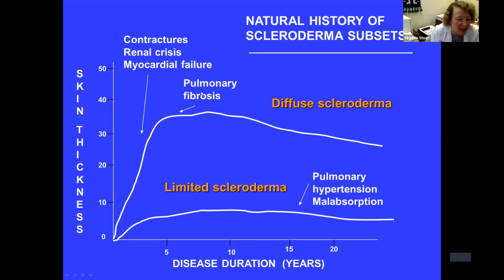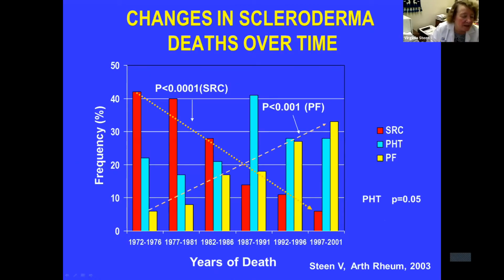Pulmonary fibrosis happens early, but they don't necessarily have symptoms until later. And then sometimes the skin, even without any treatment, has some improvement later on. Whereas the limited cutaneous, they don't have a lot of symptoms early on, and then later they can have pulmonary arterial hypertension and malabsorption.